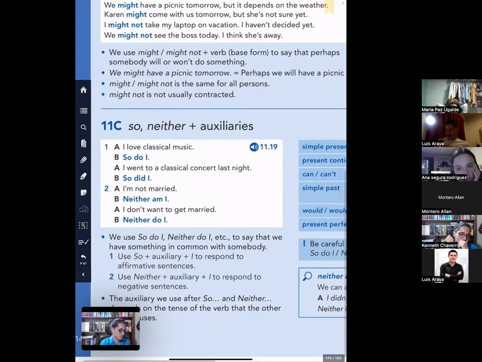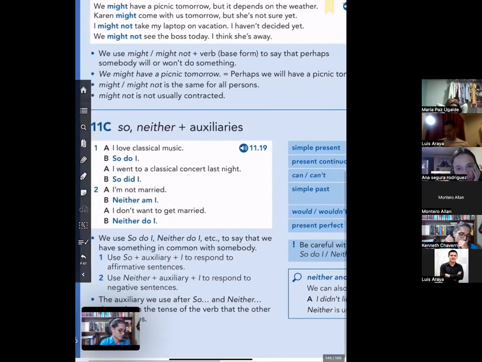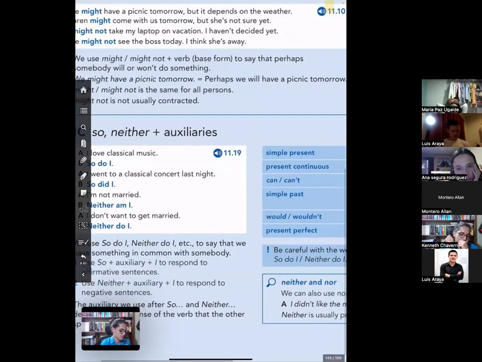Okay, here you have the examples. Simple present. Make it bigger. Teacher, I have a question. When it was in simple past?